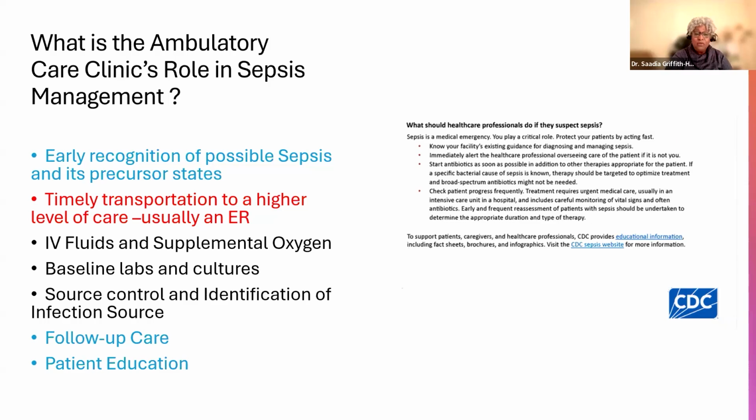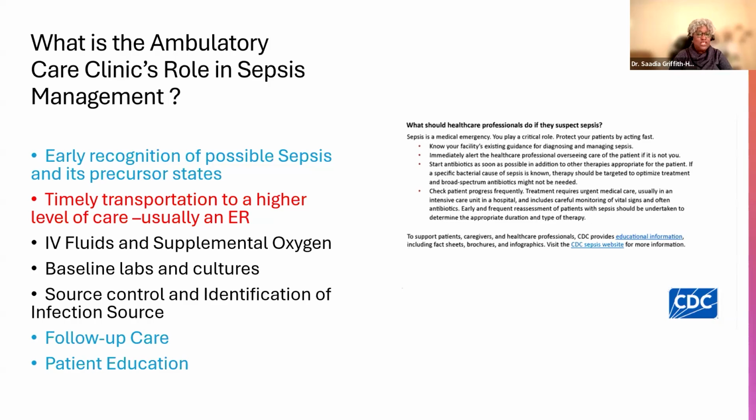And then in the regular clinic, I think follow-up care and patient education, which I've put in blue, is very, very important. In black, we still have some things: IV fluids, baseline labs, source control. Depending on what kind of clinic you're in, you may be able to impact some of those things. Where I did my last work, we did have an urgent care on site, and we did have labs available that we could get stat. So some of those things we could do.